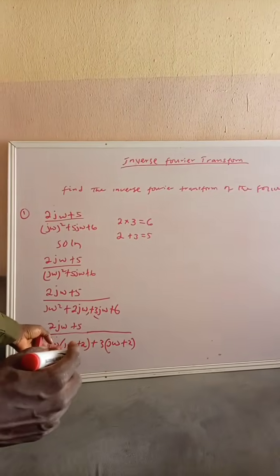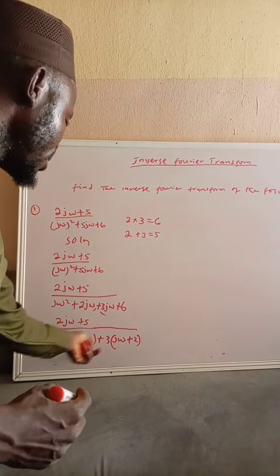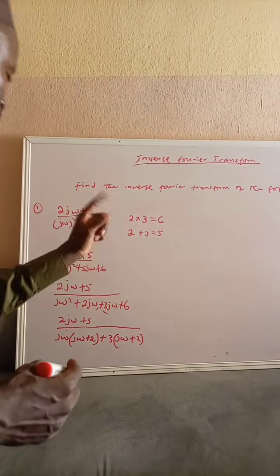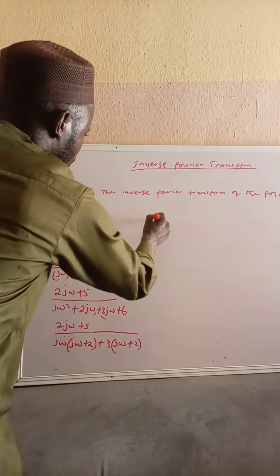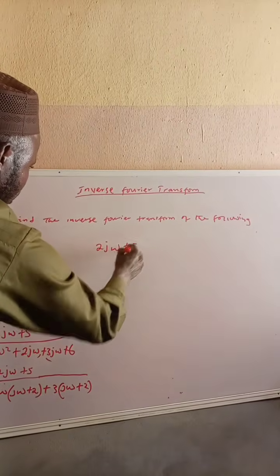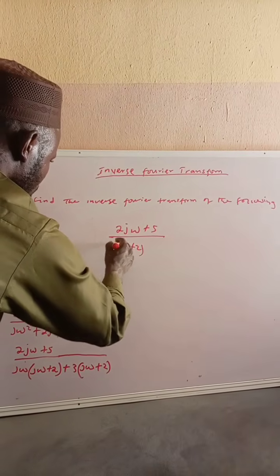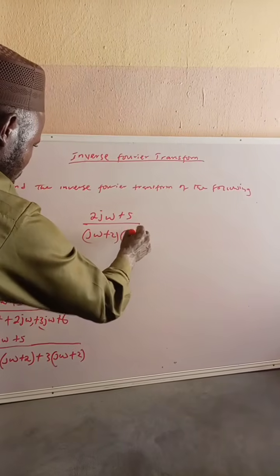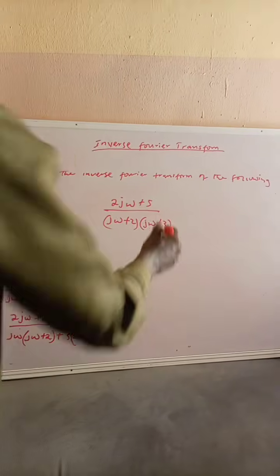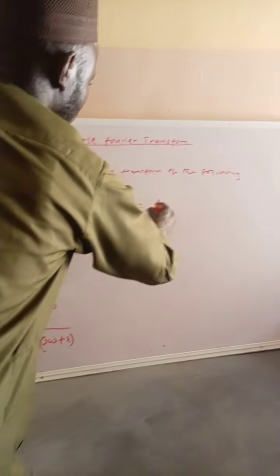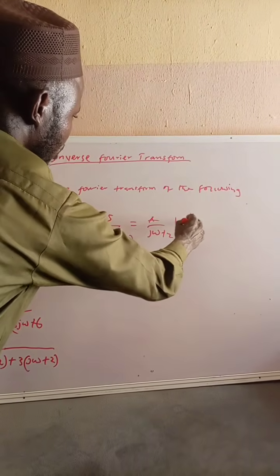So if I have (2jω + 5) all over this, when we look at the brackets, the two brackets look alike, so we take only one bracket, so that we have (2jω + 5) all over (jω + 2) into (jω + 3). Now we can resolve this into partial fractions by saying we have A all over (jω + 2) plus B all over (jω + 3).